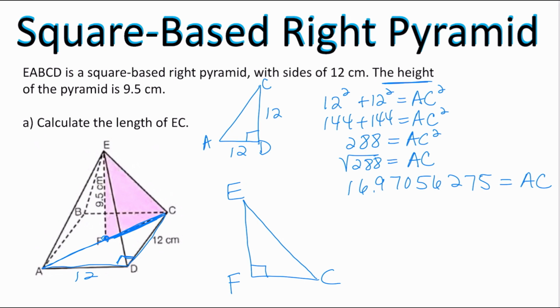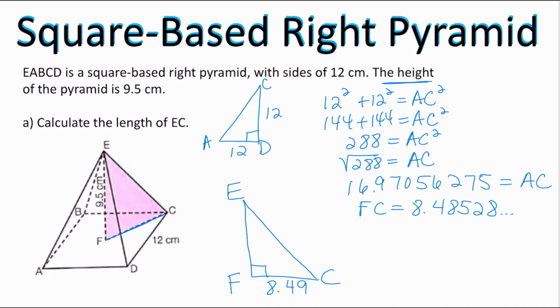Well, what relationship exists between AC and FC? FC is going to be exactly half of AC. So here's the entire diagonal. Because F is at the center of that square base, then I know that FC is going to be half of AC. So I'm going to take the answer that I found previously, which is 16.97, and divide that by 2. When I divide that by 2, I get that FC is going to be about 8.48528. Okay? So I'm going to use that information right here so that I can do the Pythagorean theorem once again. So this is about 8.49.